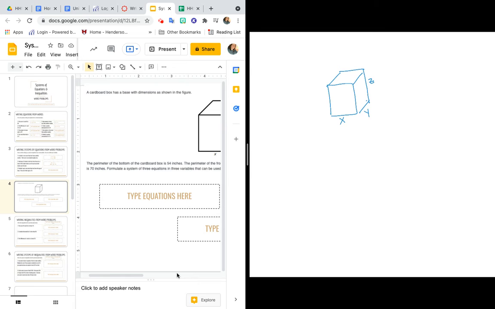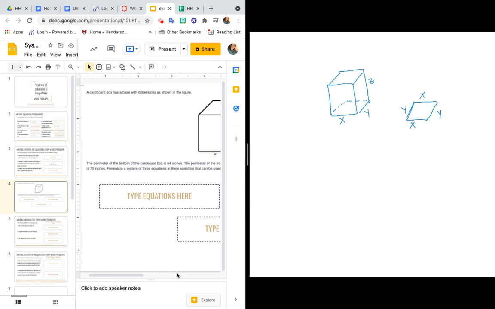So the bottom of my box, I have this part down here. That's the part I'm talking about. So we're talking about this bottom, right? If I were to draw it over here, if this side is X, then that means this side also has to be X. And if this side is Y, then this side also has to be Y. So I can write an equation for the perimeter of the bottom of my box by knowing that 2 sides are Y and 2 sides are X.